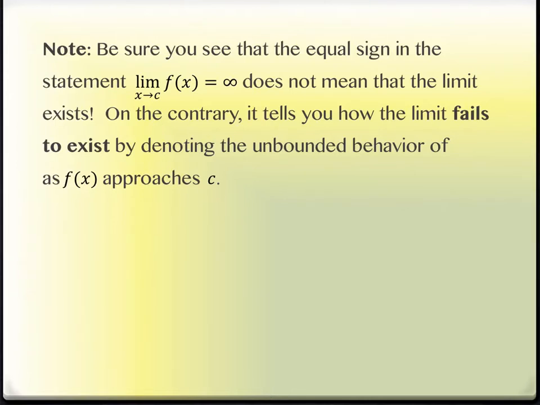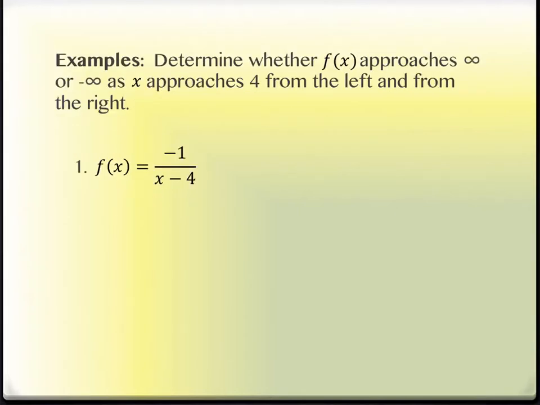All right, let's do one example and we'll stop for today. This one says, determine whether f of x approaches infinity or negative infinity as x approaches 4 from the left and from the right. Now clearly, if I try to just plug the number 4 into this equation, what will happen? The denominator is 0. And the denominator will not have the ability to cancel out with anything in the numerator, so I definitely have an asymptote here, right?